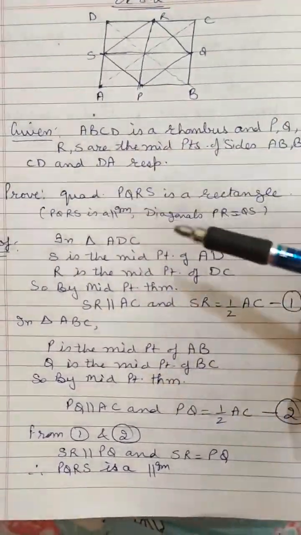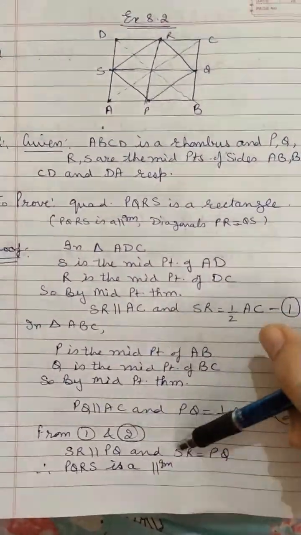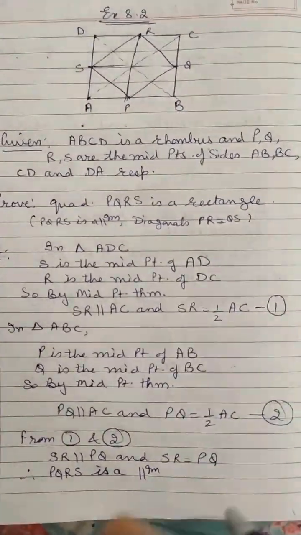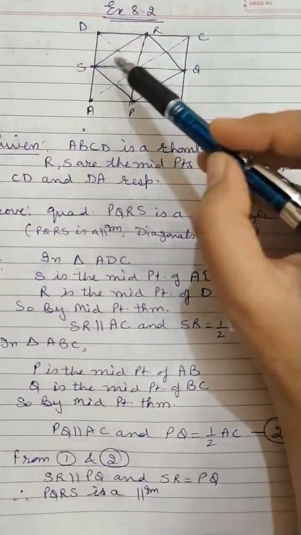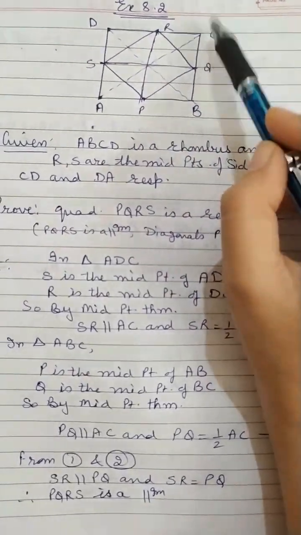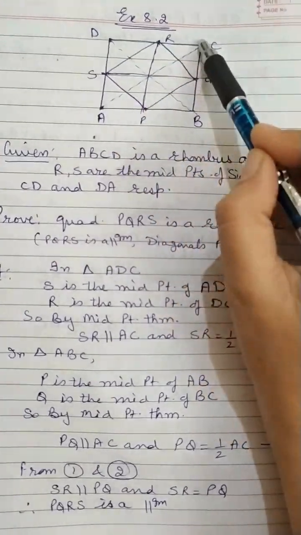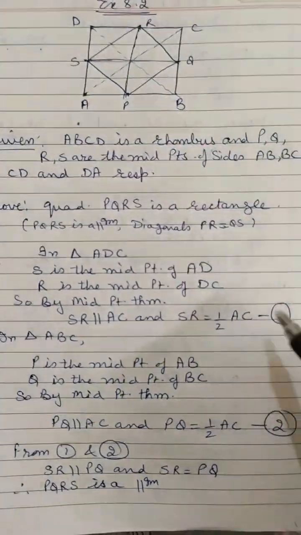We will take two different triangles, apply the midpoint theorem in them, and ultimately show the quadrilateral to be a parallelogram. Now let us see how. See, firstly take this triangle. In triangle ADC, S is the midpoint of AD, R is the midpoint of DC. So by the midpoint theorem, SR is parallel to AC and SR is half of AC. Okay, so this is point number 1.